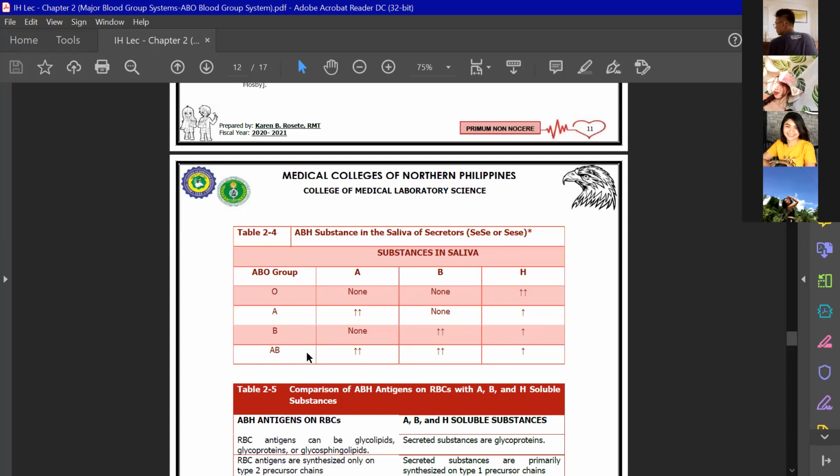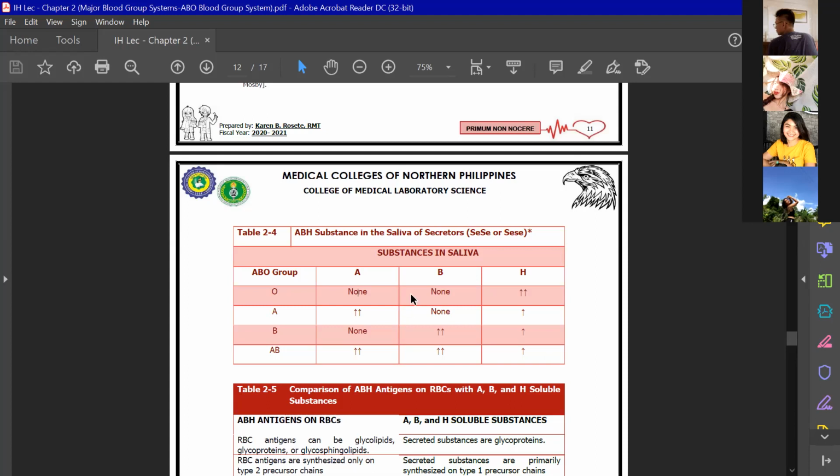And in here, a blood type AB individual who is a secretor has all your A, B, and H antigens in the body secretions and body fluids.